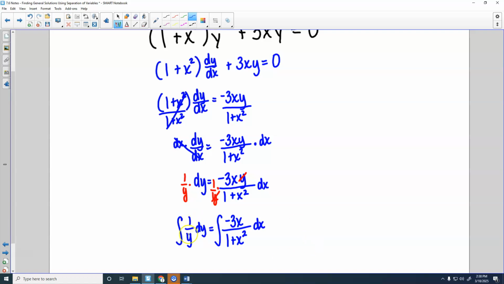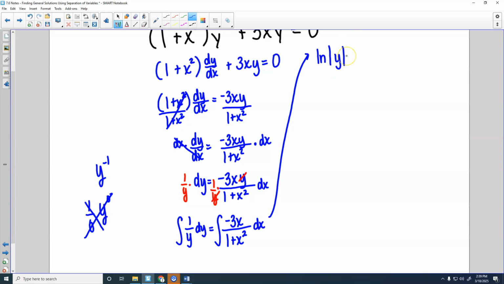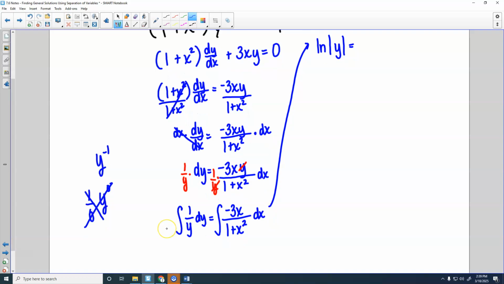What do I get when I integrate 1 over y dy? It is natural log, because if we try to do it with exponents, it's y to the negative 1, I'll get y to the 0, and I have to do 1 over 0. That doesn't work, right? This is natural log. So I'm going to go back up here, and I'm going to get natural log of the absolute value of y equals, and then I'm actually going to do a little bit more work down here.